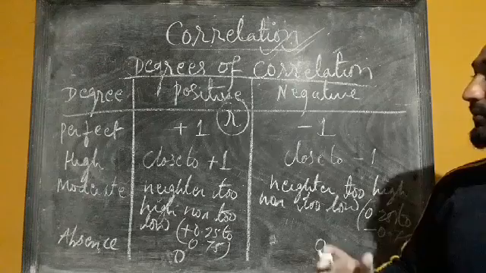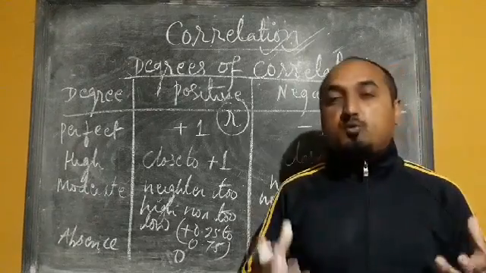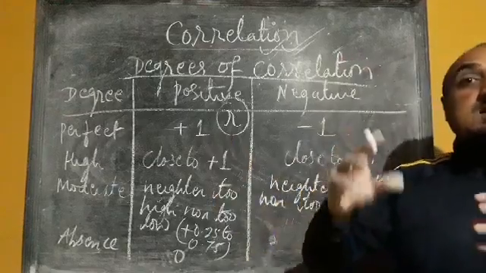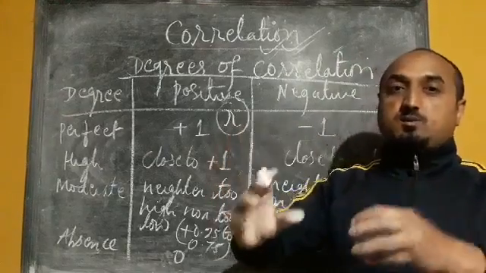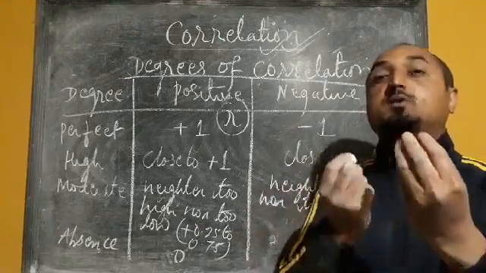Now we will discuss the different degrees. Actually this correlation coefficient shows the degree of closeness between the two variables, how close they are to each other.